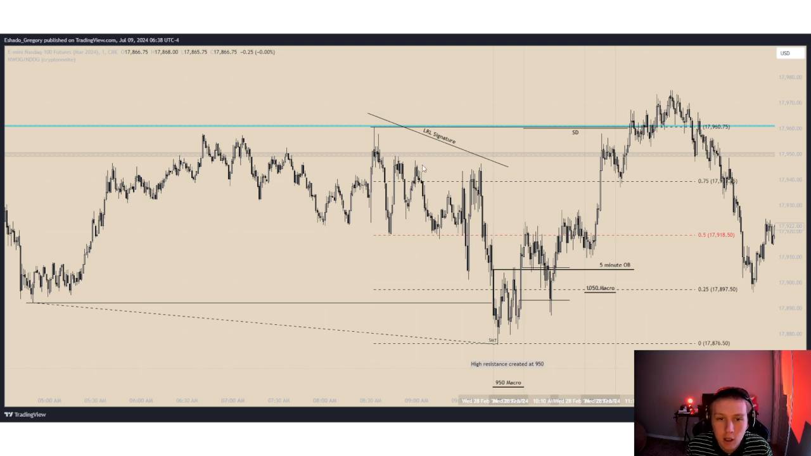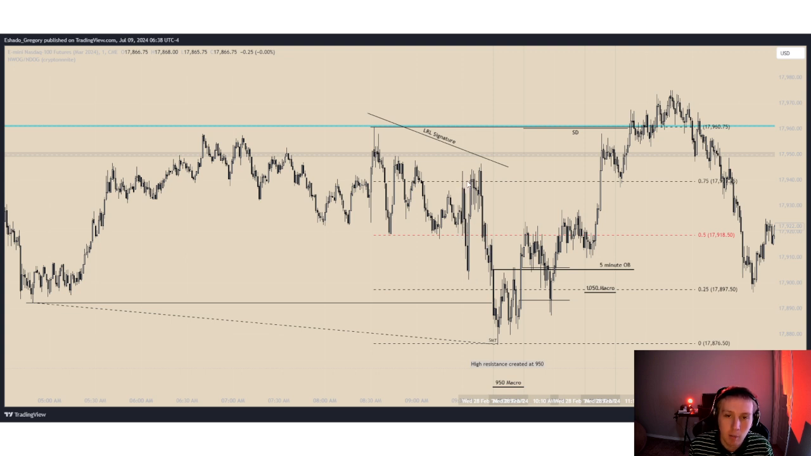So as we see here, we end up forming a market maker model. This is a market maker sell model, and then this is the market maker buy model that I will be going over. I'm going over the market maker buy model because it aligns with the times that I like to trade. Although this is a market maker sell model, it doesn't really align with the times that I like to trade. But as we see here, market opens here.